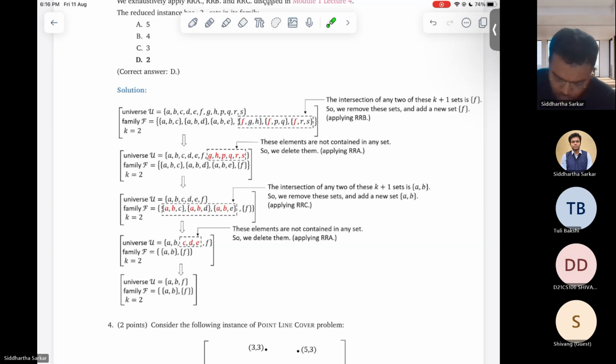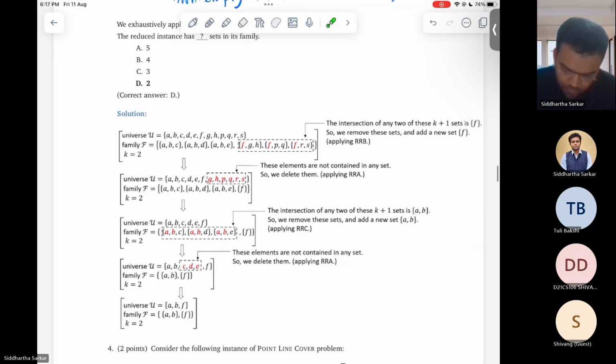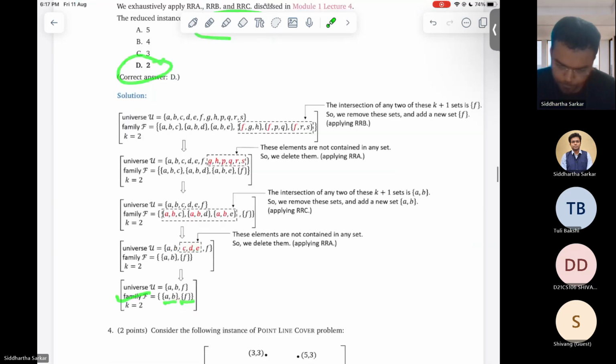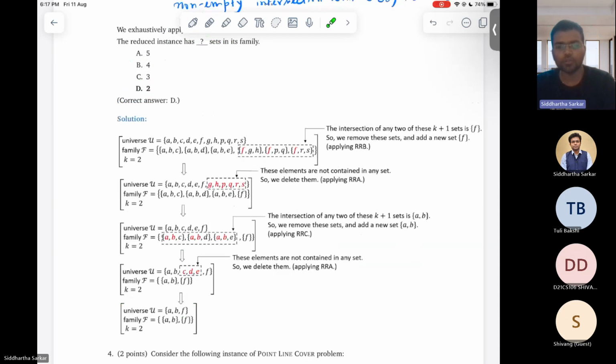Right. So no more reduction rules will apply now. As you can see, what is the hitting set for this family? Of course, if you choose A or B from this set and A from this set, then that will be a hitting set. But the question is different. The question is, in the reduced instance, after applying all the reduction rules, how many sets are left in the family F? So only two sets. Therefore, the answer is 2. Okay. Is that understood?